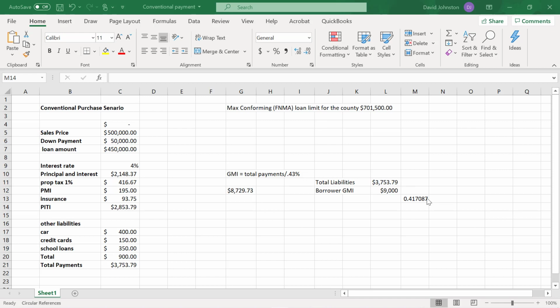You could also work the other way if you didn't know how much they make and say, well, I know my guideline is 43%. Total liabilities are 3753. If I divide the 43 into the guideline, it'll tell me how much you need to make to qualify for this loan. And then in this case, at these total liabilities, you'd have to earn $8,729.73 to qualify for purchasing this home under this conventional scenario.